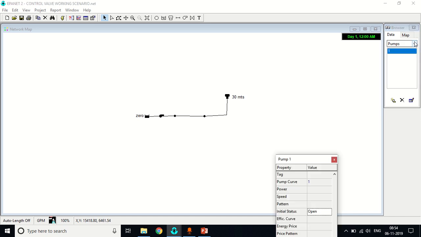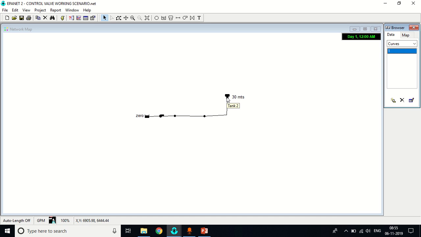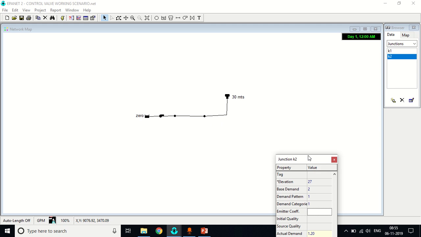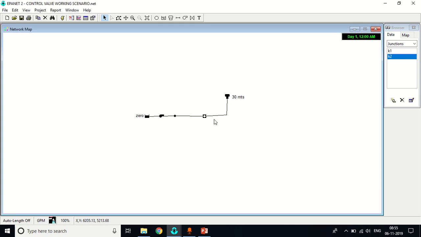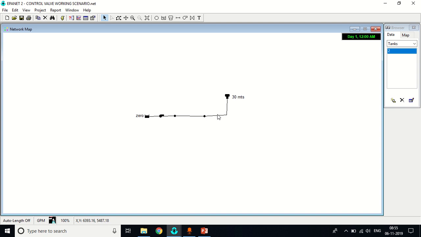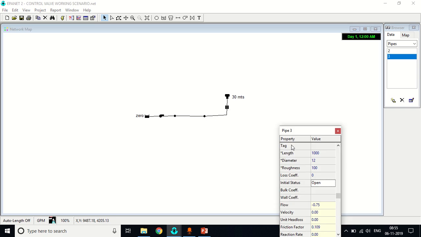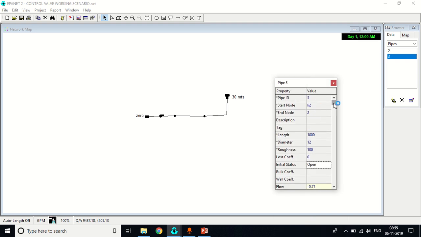Okay, so here in the curves I have drawn a pump curve which can give me sufficient discharge up to the height of 30 meters. This is one demand node. Okay, and definitely it's a tank. So all this water is being conveyed with the help of links. So suppose this is one of the links which has pipe ID of 3.